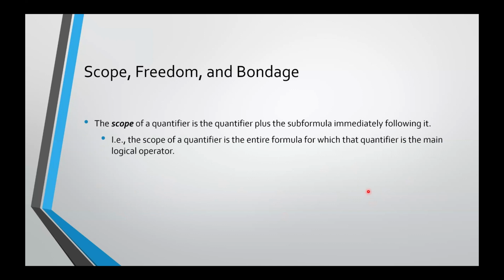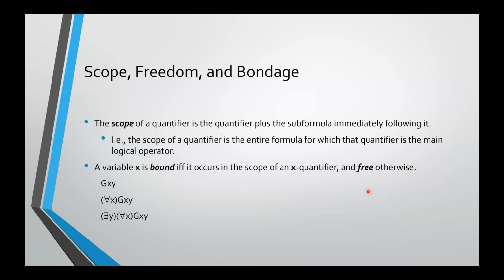Okay, scope. The scope of a quantifier is the quantifier plus the subformula that immediately follows it. In particular, the scope of the quantifier is the entire formula for which that quantifier is the main logical operator. And then a variable is bound if it occurs in the scope of a quantifier that uses that same variable. Otherwise, it is free.